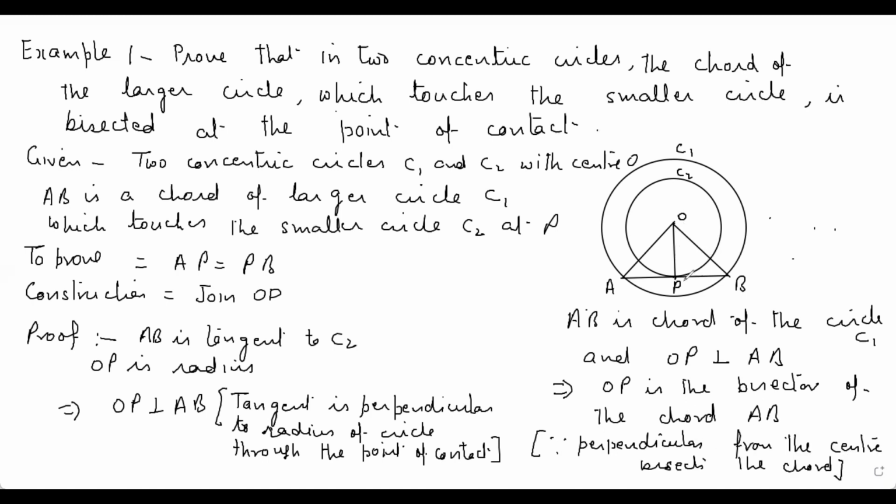Now this line is perpendicular, and perpendicular from the center bisects the chord. We know this. In 9th class, we have studied this. Perpendicular from the center bisects the chord. It implies AP is equal to PB.